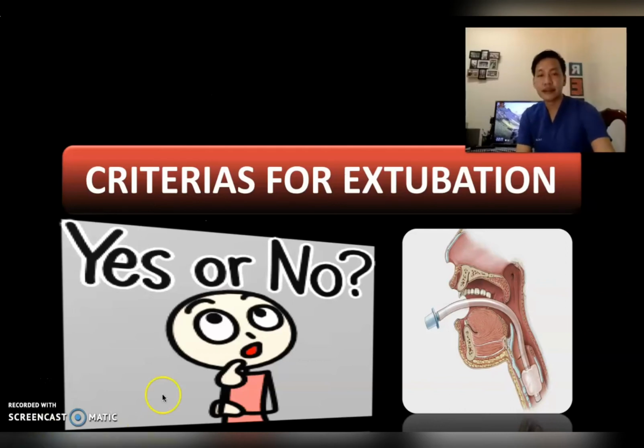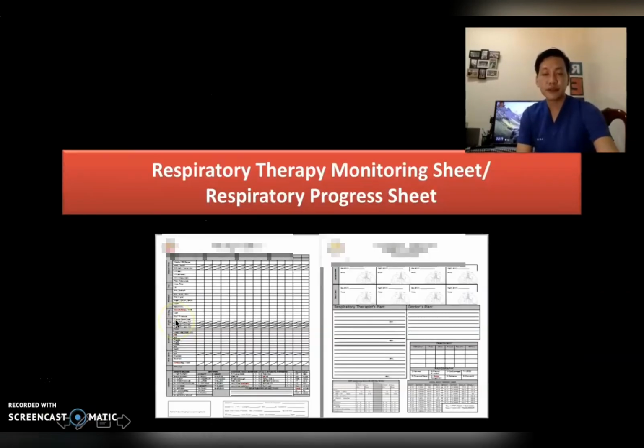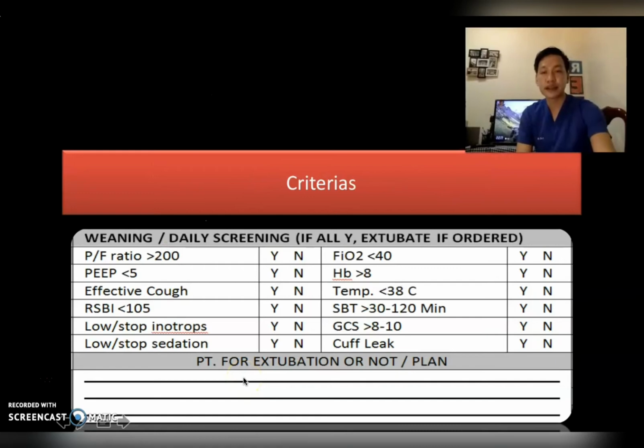In the hospital, we have forms that we are using. This is the respiratory therapy monitoring sheet, or the respiratory progress sheet, wherein we can find the criteria for extubation. The criteria are here. We have 12 criteria, but to make it easier, I made two groups so that it will be easier to understand.